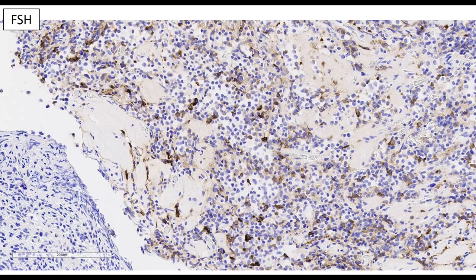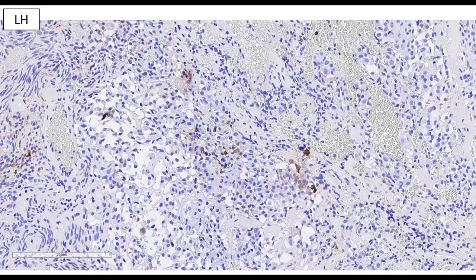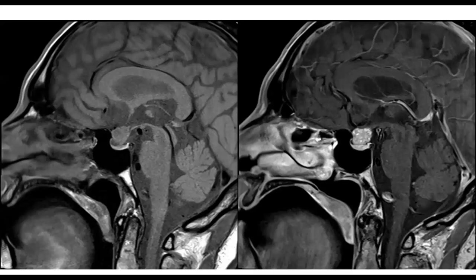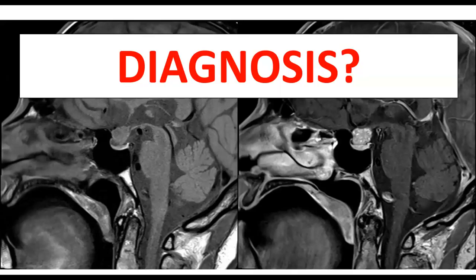All right, there you go. You can see individual cells, cytoplasm, 4+ positive around the nucleus. This is true, legit, follicle stimulating hormone expression by these cells, with rare scattered cells with luteinizing hormone positivity. So here it is, what's your diagnosis? What is the diagnosis?